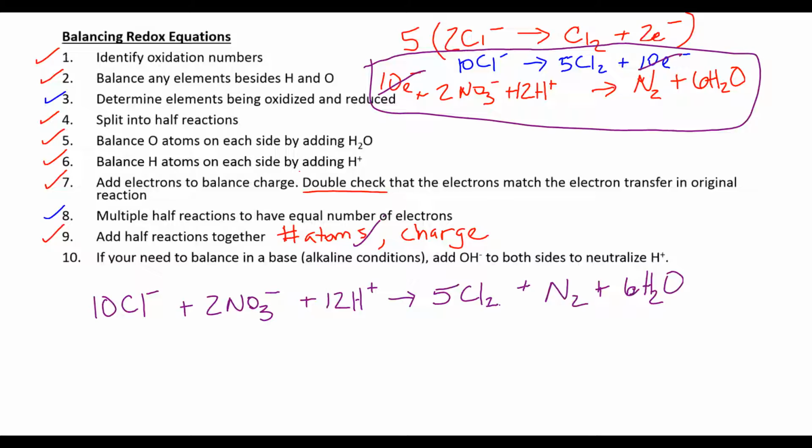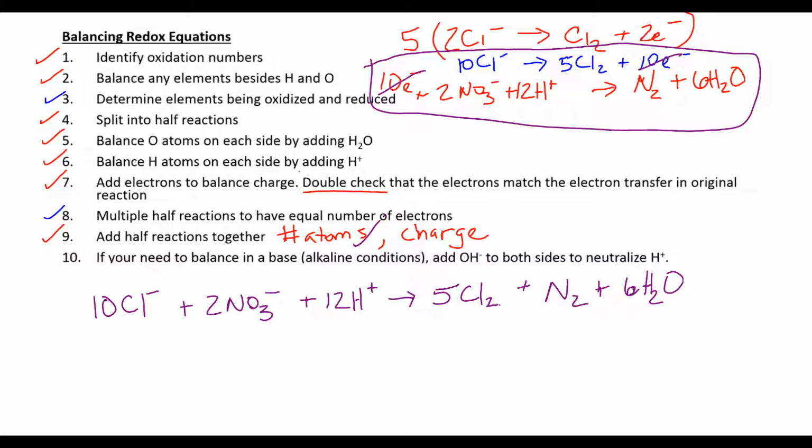You'll notice I gave you 10 steps. If you're balancing in an acid, you can stop after step 9. However, if you wanted to balance in a base, we might say balance with hydroxide, balance under alkaline conditions, balance under basic conditions, all of those mean balancing in a base. So all you have to do is do steps 1 through 9, just like we've done, but then you also need to include a 10th step.